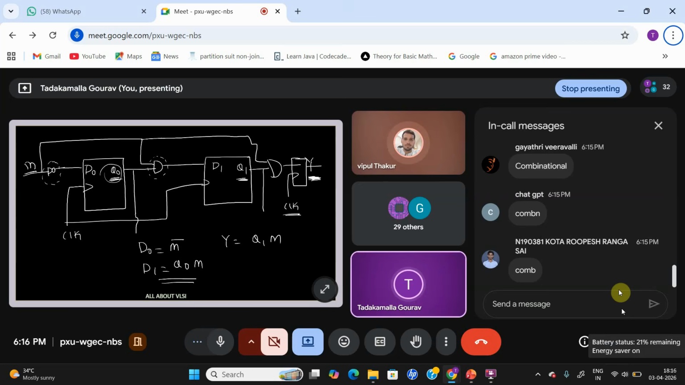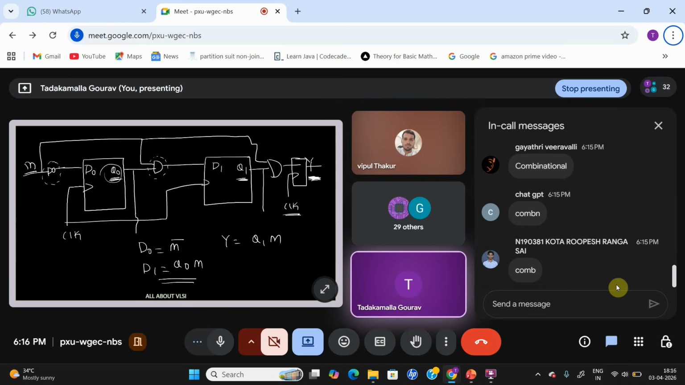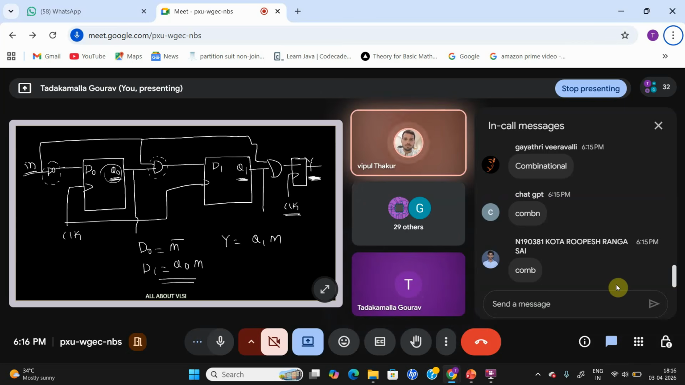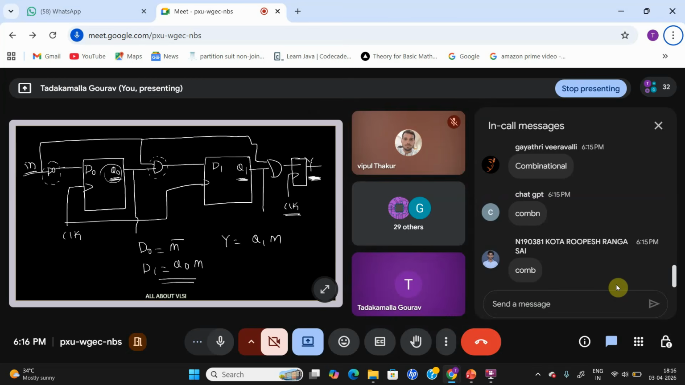Sorry, I didn't get your question. No, no, I haven't made any statement that the output needs sequential circuits. If you want your output to be synchronous in nature, you can connect a D flip-flop.